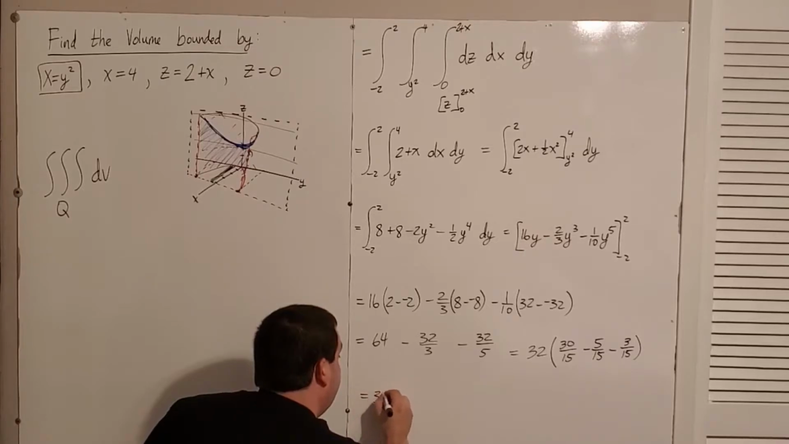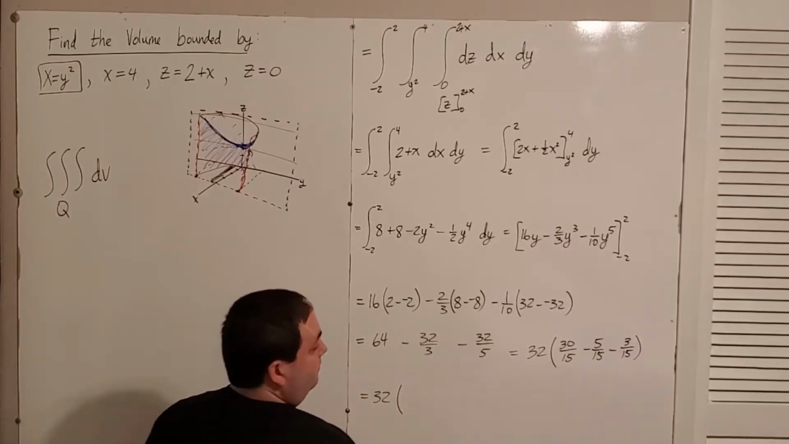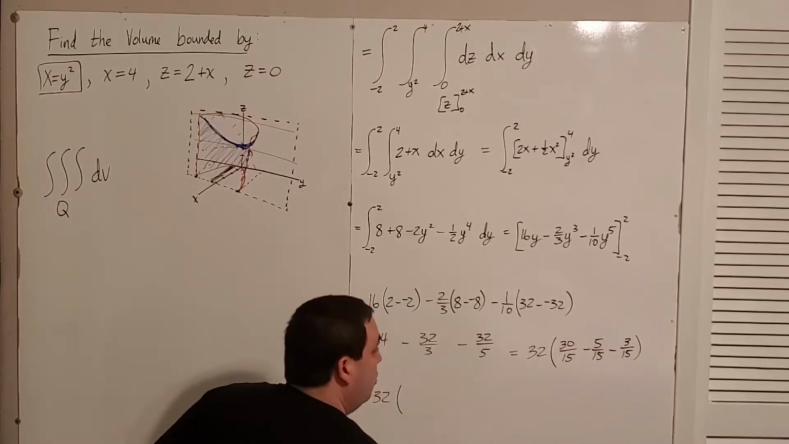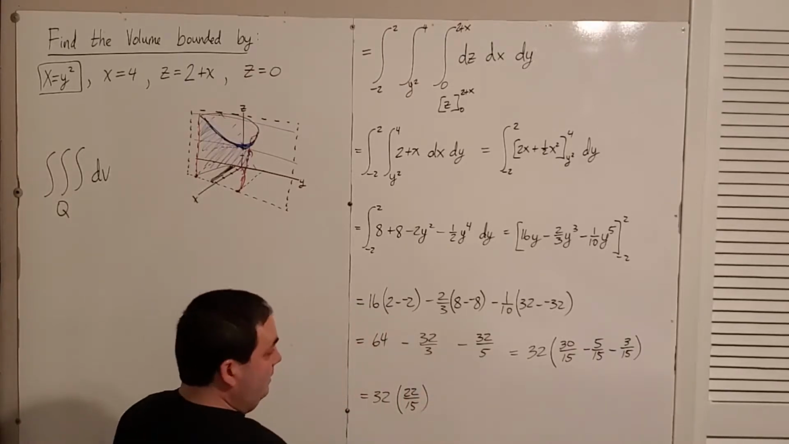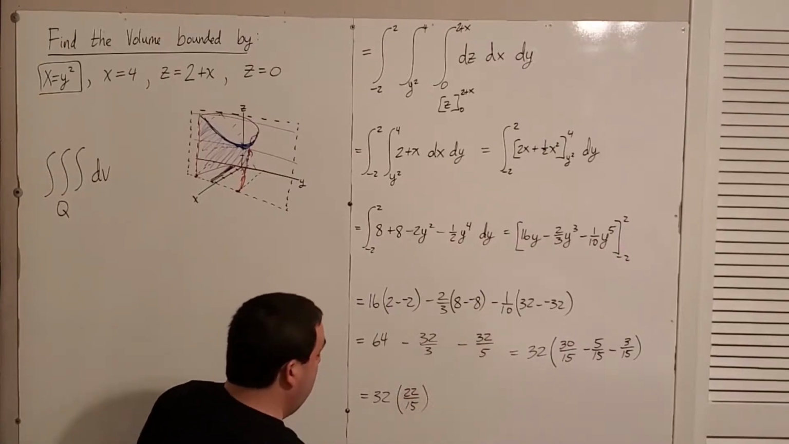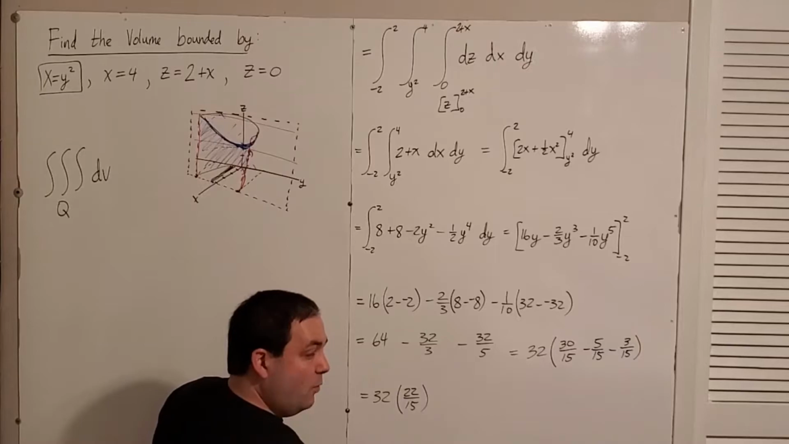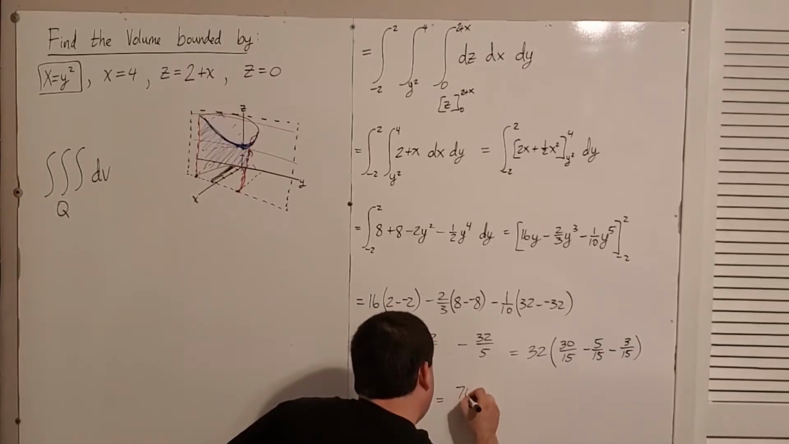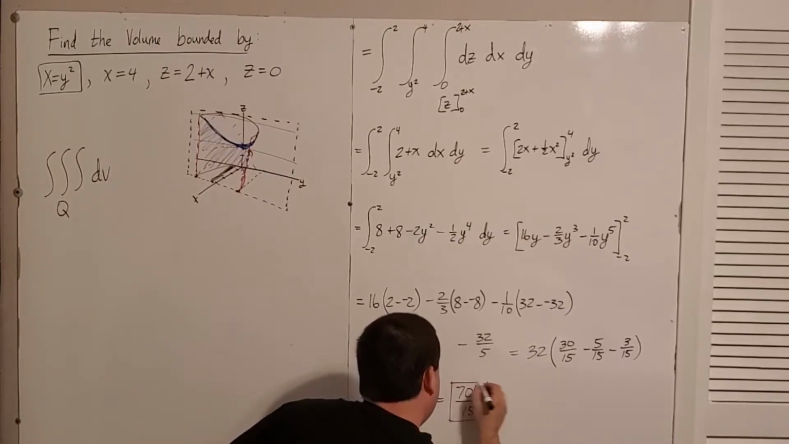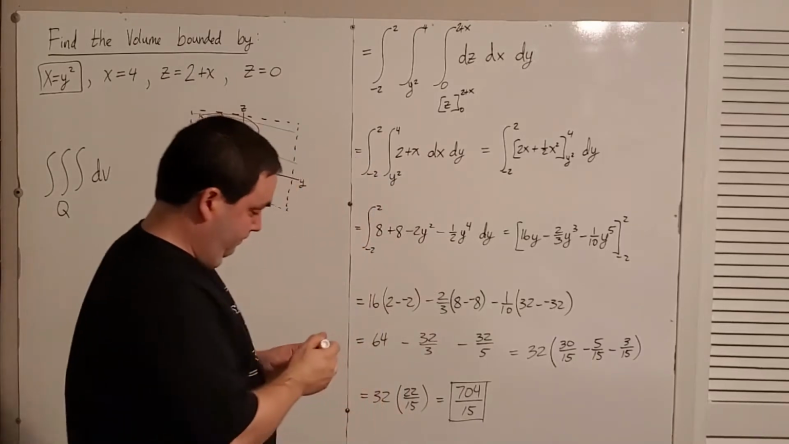So I'm left with 32 times 22 over 15, right? Because that's 30 minus 8. So I've got 640 and 64. So 704 over 15. Okay.